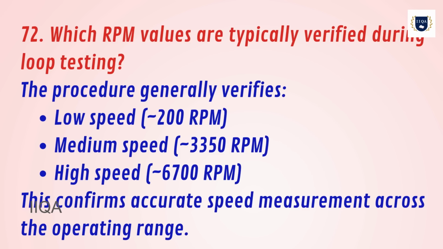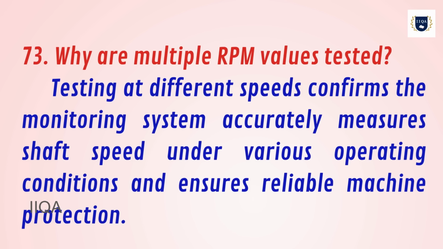72. Which RPM values are typically verified during loop testing? The procedure generally verifies low speed, approximately 200 RPM, medium speed, approximately 3350 RPM, high speed, approximately 6700 RPM. This confirms accurate speed measurement across the operating range.